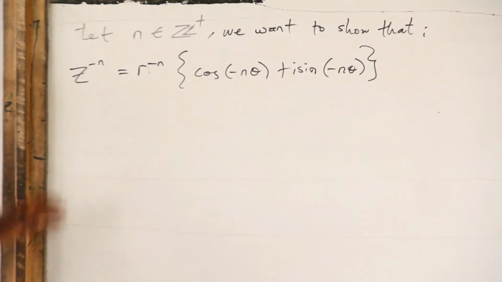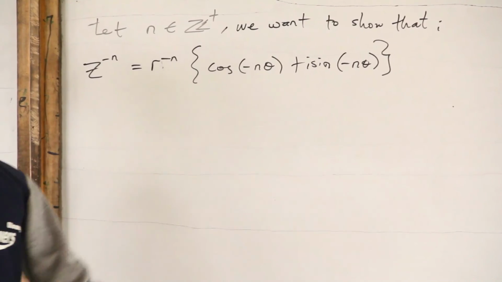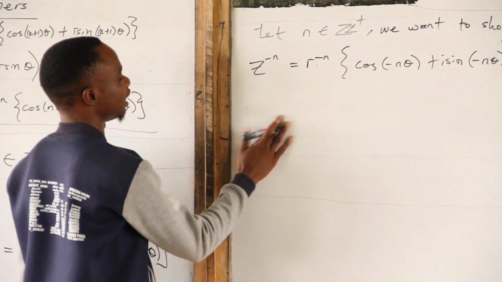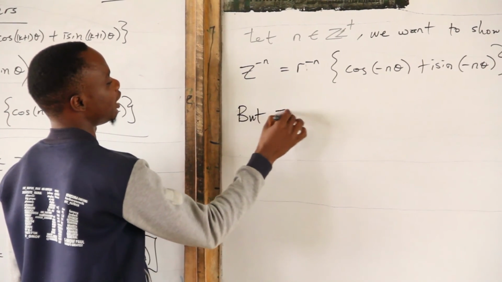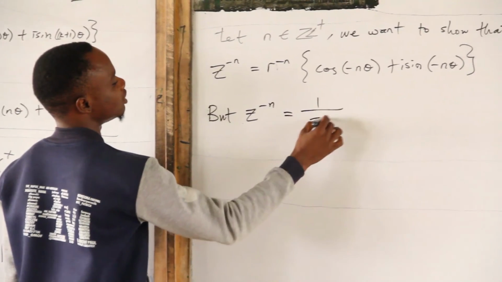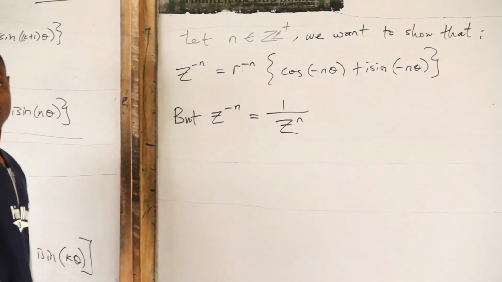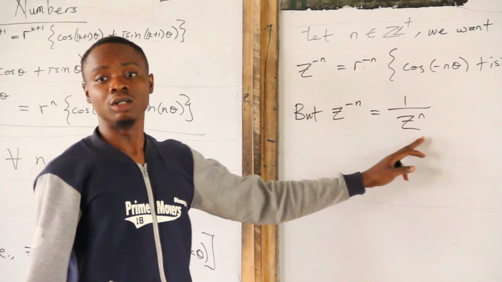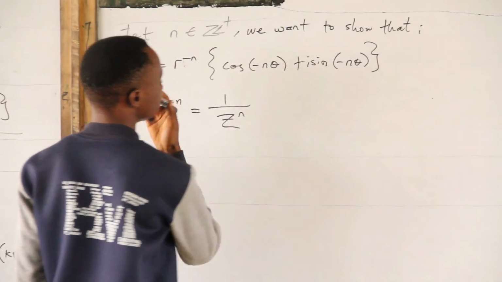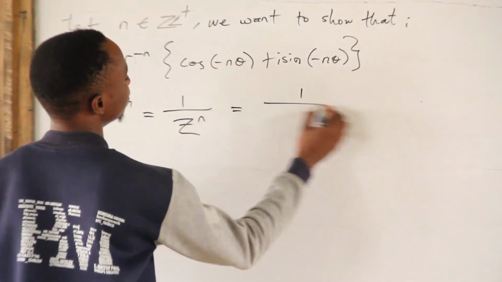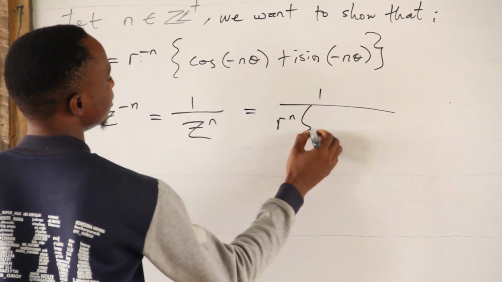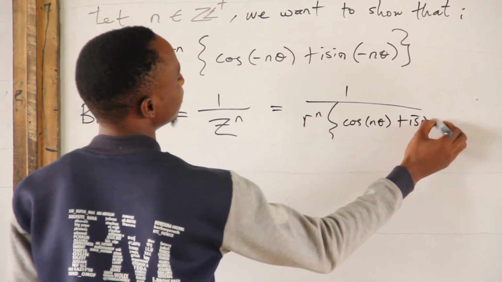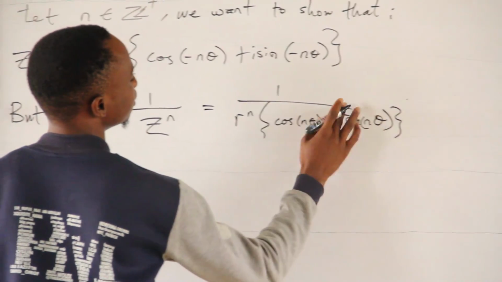Alright, you're going to complete this yourself. Starting with this, I want to show that it's going to be equal to this. Is it clear? So we are going to start with z raised to power minus n, which equals 1 over z raised to power n. You have established that it is true for the positive integers. Is it making sense to you? So I know that this is true for positive integers, so this is going to be equal to 1 over r raised to power n into cos n theta plus i sine n theta. Do you understand what I'm writing?